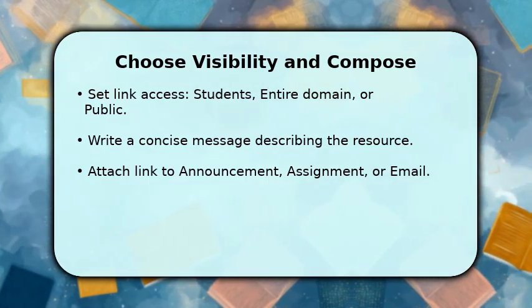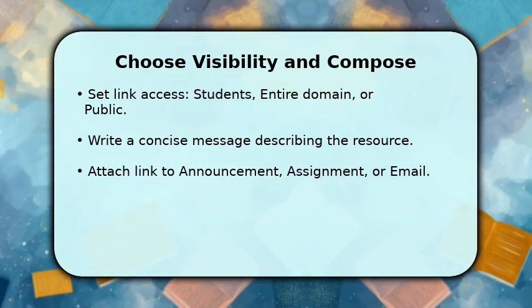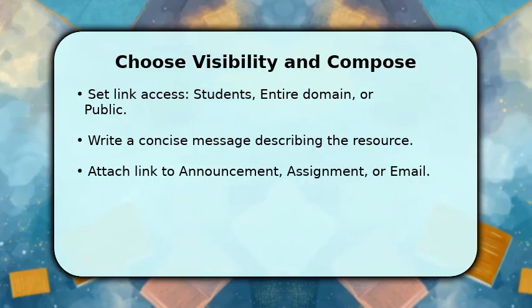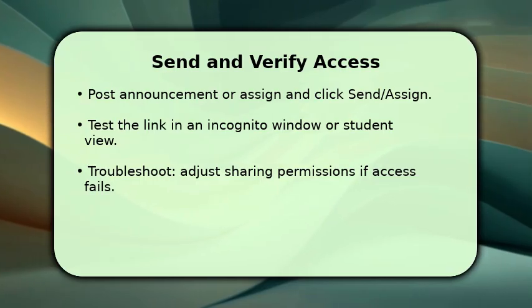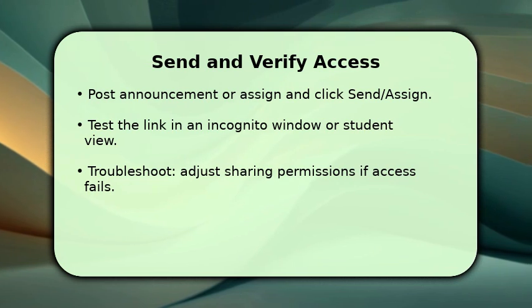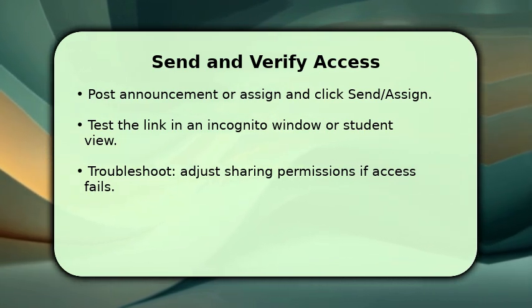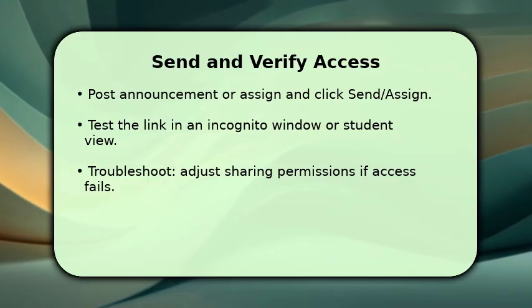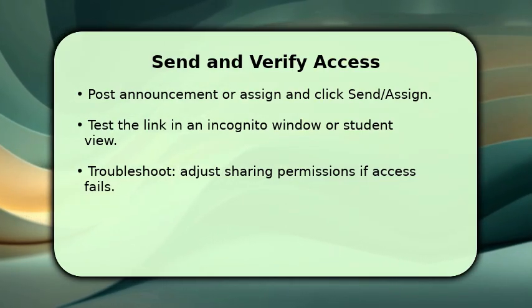Make sure to attach any files, set due dates, and double-check visibility settings so students won't hit permission errors when they follow the link. Finally, post the announcement or assign the task and click Send, or assign so students receive the link in Classroom, and by email if selected. Once posted, verify the link by opening it in an incognito window or using Student View to confirm it resolves correctly and permissions are right.